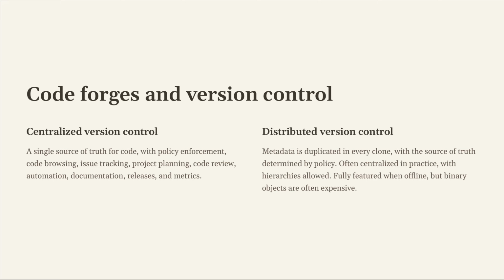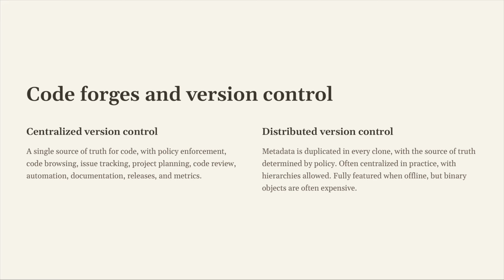There are two main types of version control. The first one is centralized version control, the second one is distributed version control. Centralized version control: here, there's one main source of truth. Everyone connects to the same place to get the code. It's simple but depends on being online.